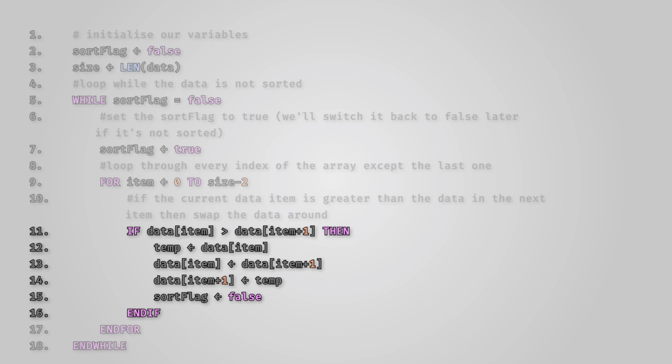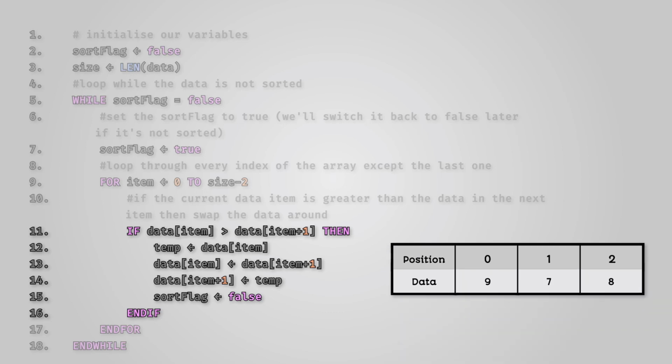Let's look at this line by line. The data we're sorting is illustrated in this table. In the first line of this code, we're checking if the data at position 0, which is 9, is greater than the data at position 1, which is 7. This if statement is true because 9 is greater than 7, so we execute the rest of the code inside this if statement. Inside the if statement, we take the data at position 0, which is 9, and store it in the new variable called temp. This is short for temporary, as we're using it to temporarily hold the value while we swap it.